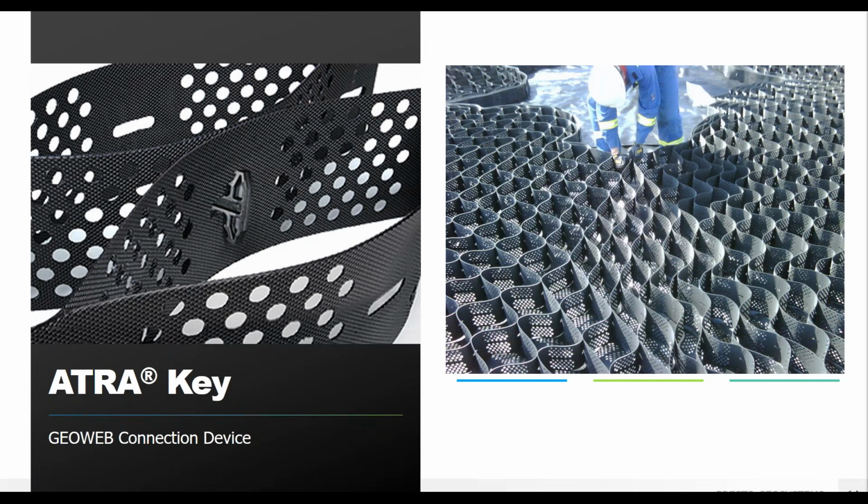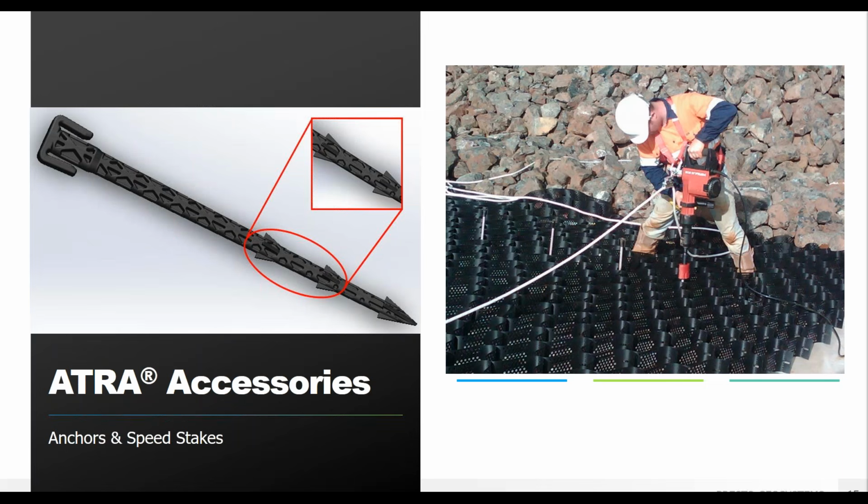Cable ties usually are not very consistent. Sometimes they break a little easier than you would think they would. With the ATRA key, it's a fully molded HDPE device that is going to be as strong as the GEOWEB panels themselves, so you're not going to see failure along those connecting points.